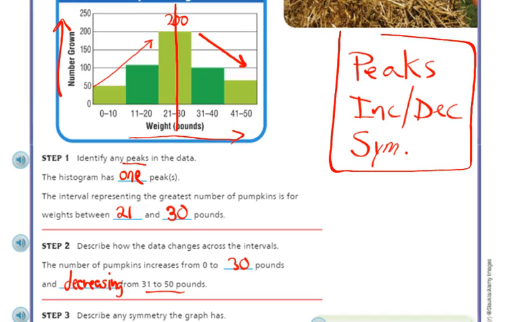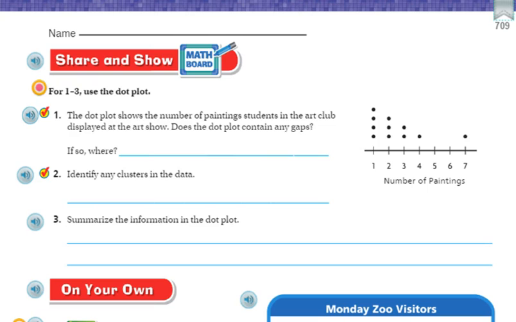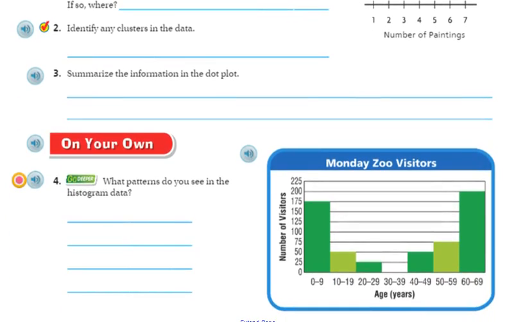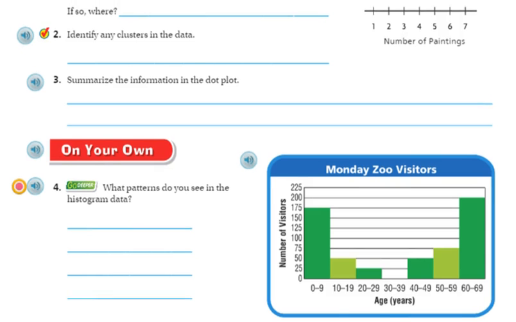With the dot plot, we looked for gaps and clusters, one way to describe data on a dot plot. All right, so you want to think about what we focused on with these questions and how we describe the data. So let's turn, please. And you'll notice that we have a dot plot here for questions 1, 2, and 3, and we have a histogram down here for question 4.